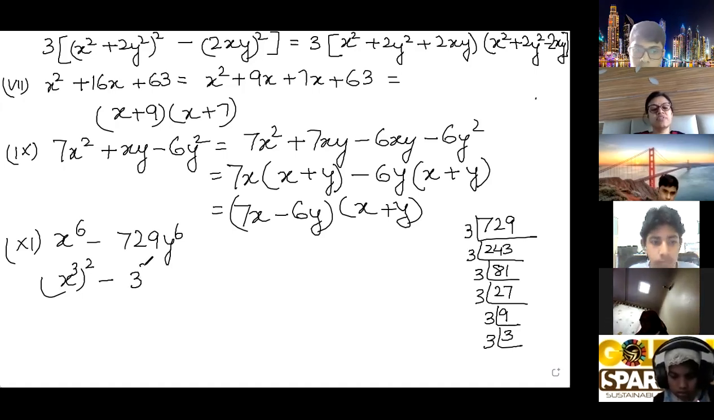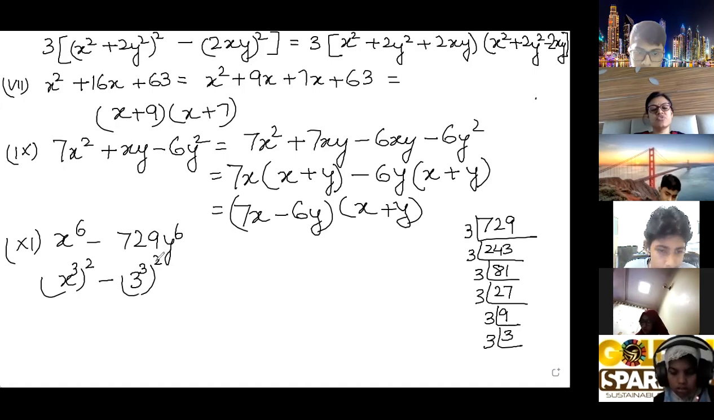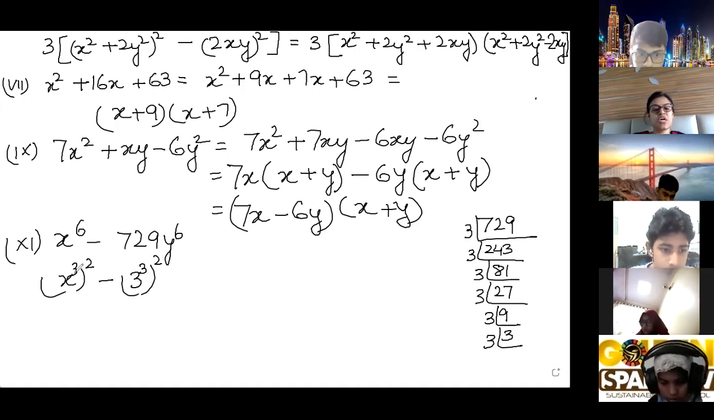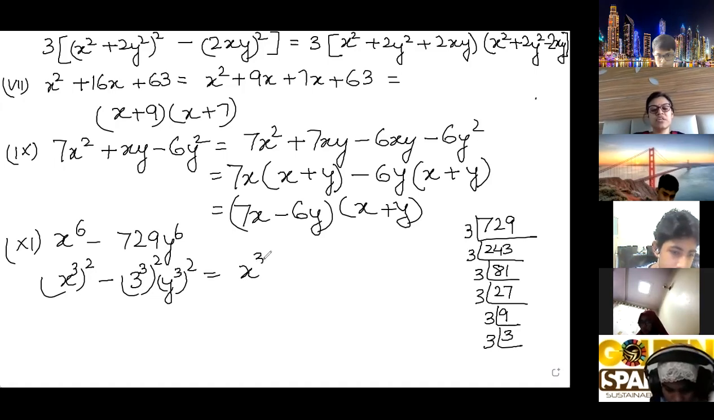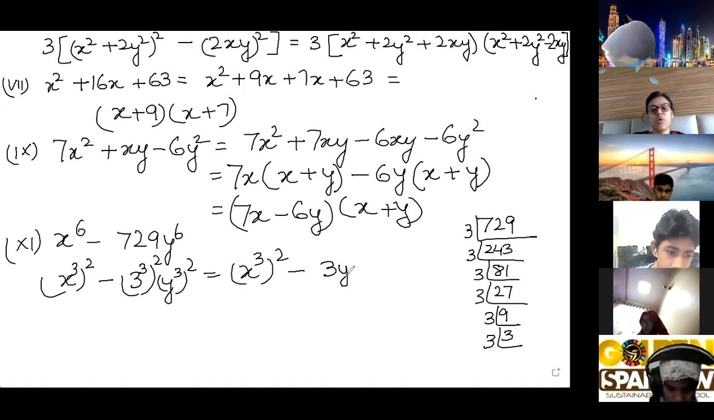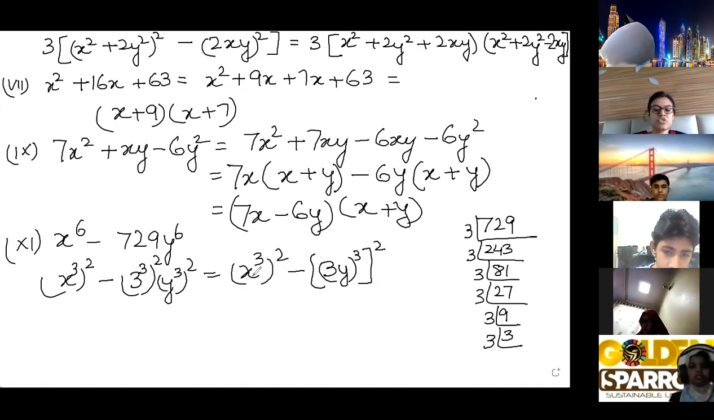So I can write it like this: 3 cube whole square, since 3 twos are 6. You are getting 3 raised to 6, right? Because I wanted to make it in this form. And y also cube and square. So basically you can write it like this: x cube whole square minus 3y cube whole square. So you can do a square minus b square first. This 81 we can take with 9 also.